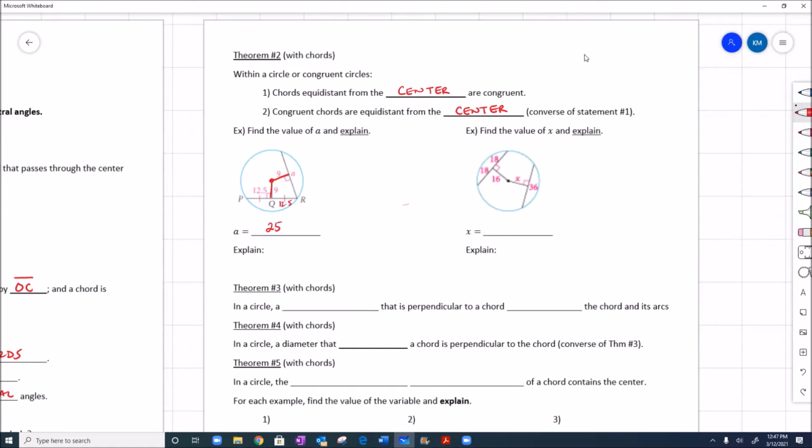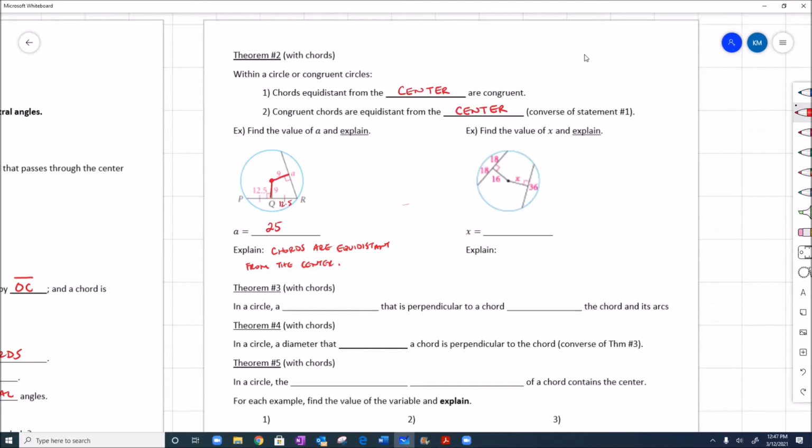Okay, so our explanation is that chords equidistant from the center are congruent.